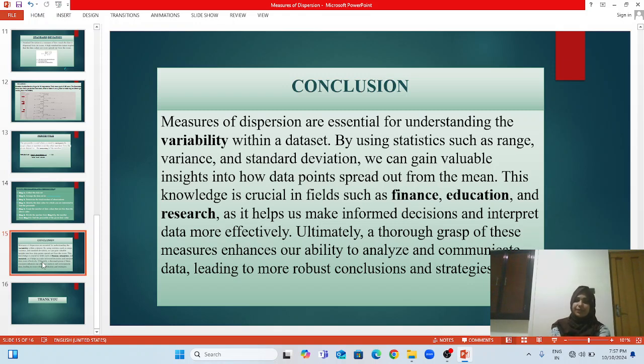So dispersion is very important in statistics in order to make informed decisions, to make robust conclusions, etc. So today we are winding up this session.